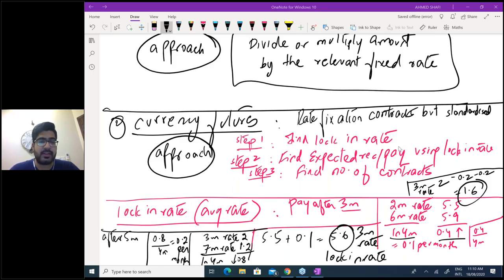Vedula, there are two examples on your screen. In one, the prices are rising, and in one, the prices are falling. If the prices are on a rising trend, you need to add that. But if the prices are falling, you need to deduct.